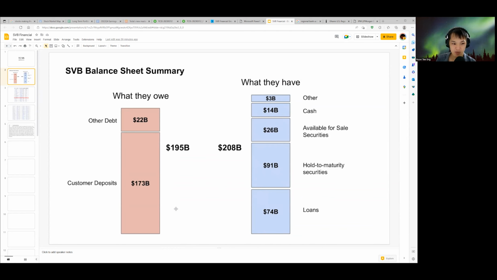And there are so many small companies that are relying on the money in Silicon Valley Bank. If not, they can't even pay the salaries of their workers. So all of this has very big contagion effects. So I think that's the situation with Silicon Valley Bank.